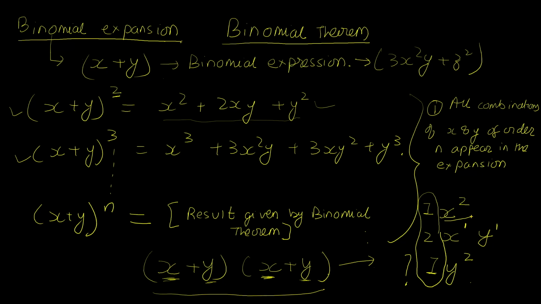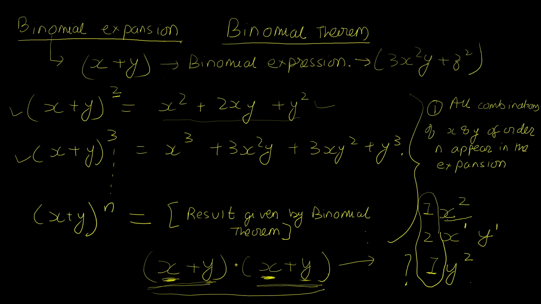In order to get x squared, I must choose x from this expression and x from this expression. If that multiplies, I get x squared. And there's only one way to do that. I must choose x here and I must choose x here. So that means out of two sets, out of two expressions, I must choose x from both of them. Okay, so there are two terms, x plus y and x plus y, and I want to choose x in both of them.